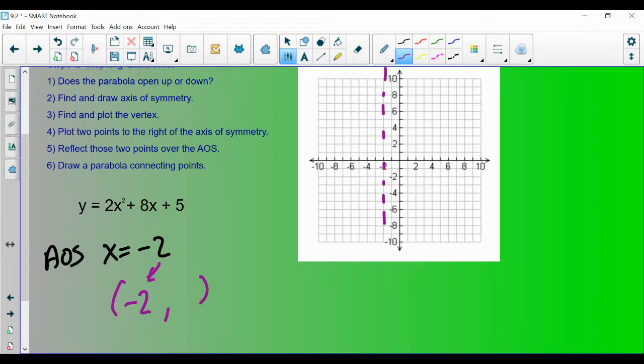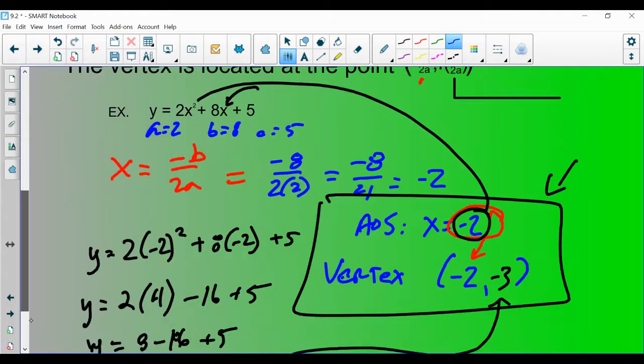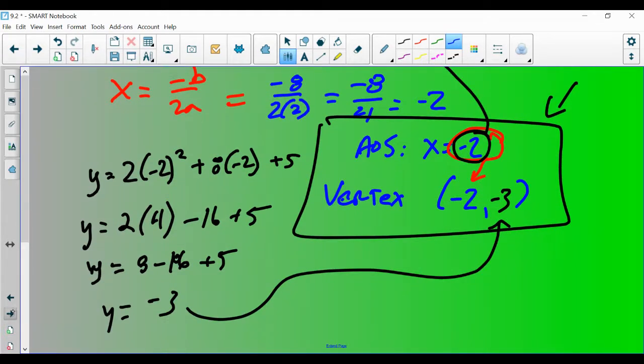And we actually already found the vertex because we already plugged negative 2 in for x. So you remember we did negative 2 squared plus 8 times negative 2 plus 5. Our calculator should be able to handle this whole line correctly. And what we came up with was negative 3. So negative 2, negative 3 is the vertex. I want to make sure that I got that right, but I believe that's what it was. Negative 2, negative 3. Sweet.